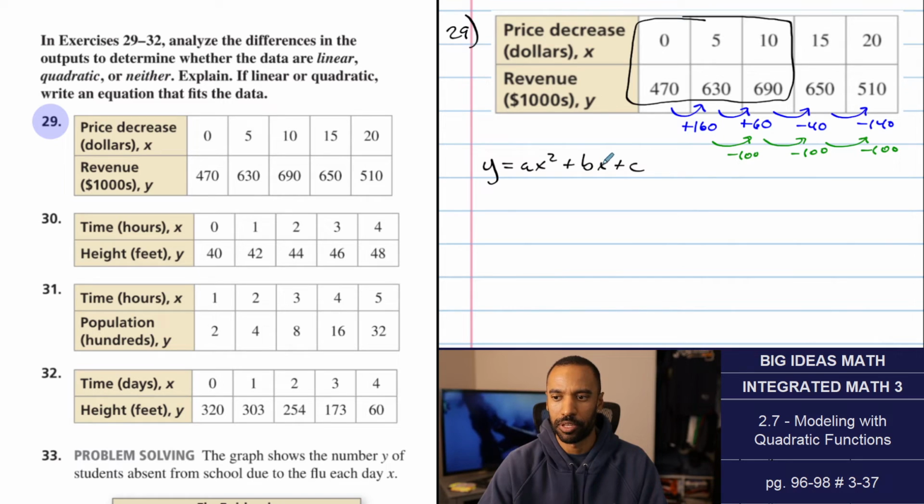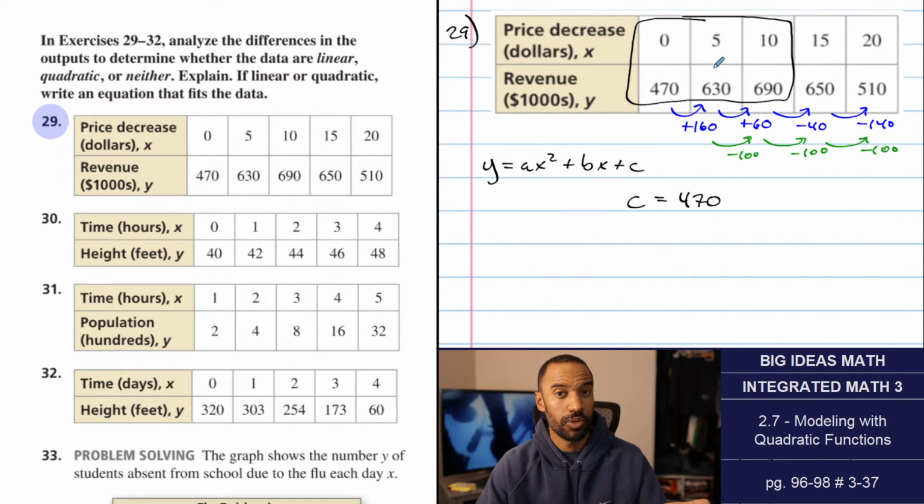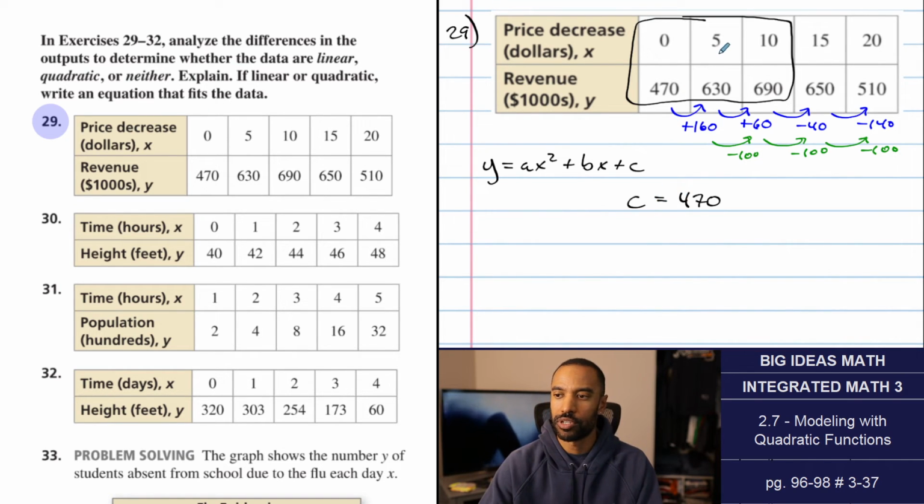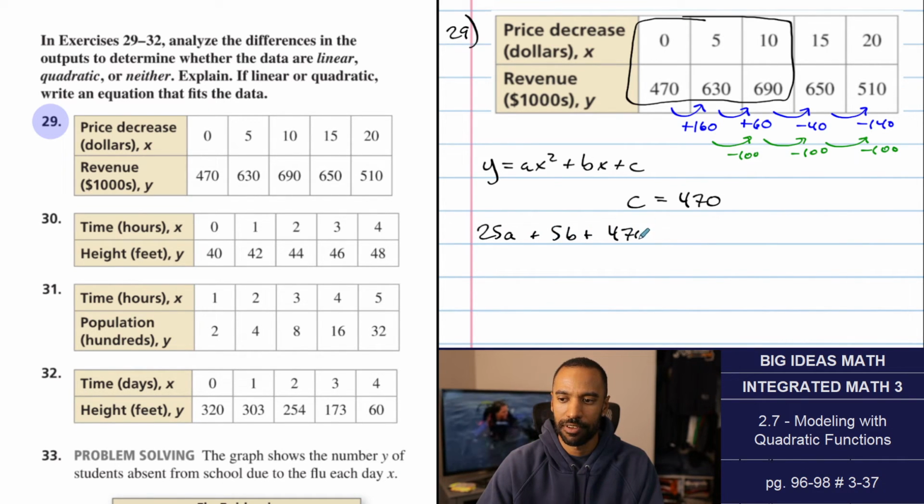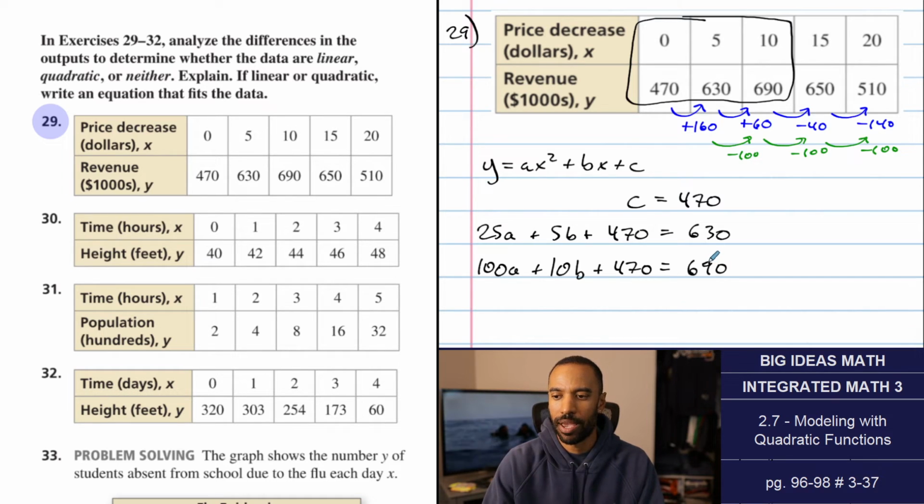0 squared times a plus 0 times b plus c equals 470. Now, if c equals 470, I'm going to substitute that immediately. Is that okay? If c is 470, let's substitute it into the next one. We get 25a plus 5b plus 470, that's c, equals 630. And then 10 squared is 100a plus 10b plus c equals 690. So there's my initial setup for those.